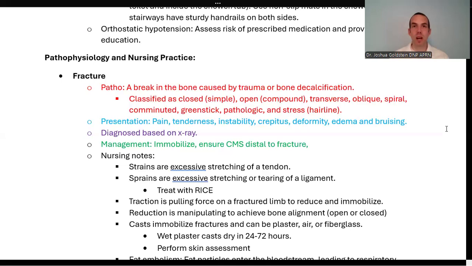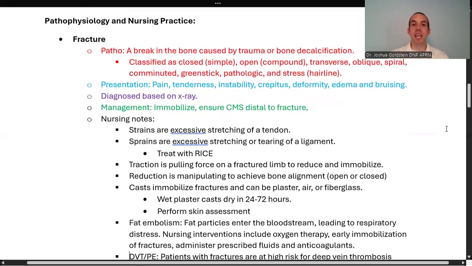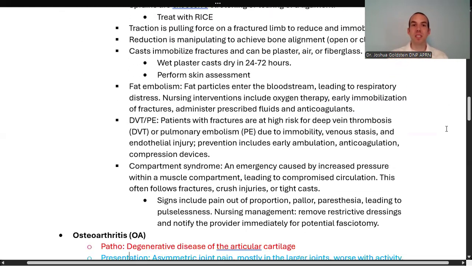Make sure before you put on a cast, you do a skin assessment and document that skin assessment, especially if it's the plaster cast that's staying on for a few weeks. You must have a skin assessment done beforehand so that we know what the situation is before that cast went on, in case anything goes wrong while the cast is on.